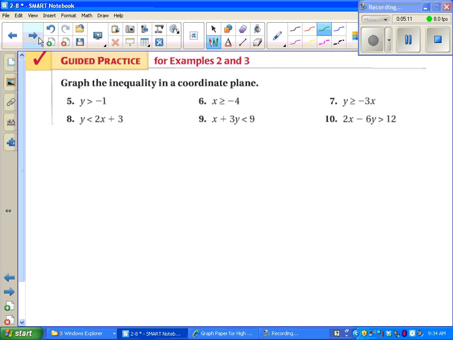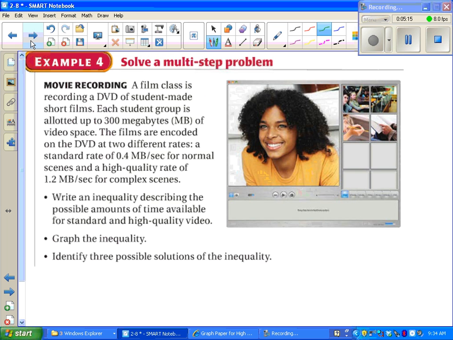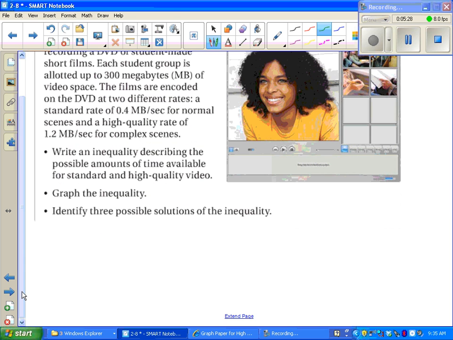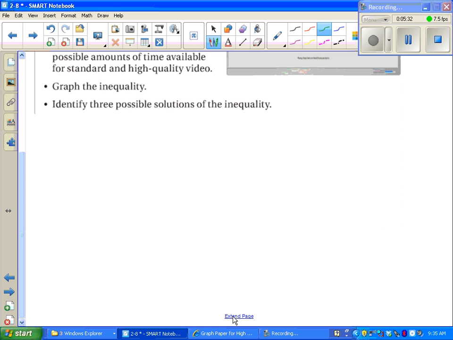At this point, you can try these on your own, or you can do them later. Go ahead and pause the video, read this problem, and try to come up with a plan of attack. Looks like we're recording a video with two different qualities. We've got standard quality and high definition, high quality. We can use some letters to define this stuff.